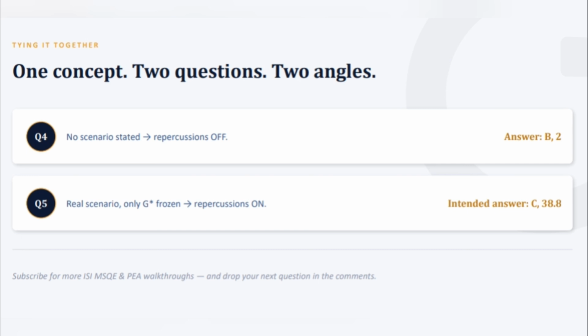Question 5 hands you a real scenario, and the scenario only freezes foreign policy, not foreign income, so the repercussion effect is required. Solving the full system gets you a true increase of 28.8, but the question's intended answer is C, 38.8, the new total. Same model, same trade feedback concept, tested twice from 2 different angles.